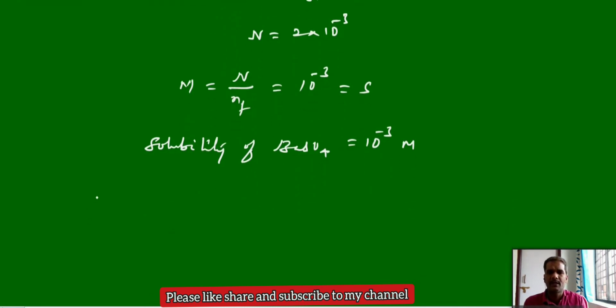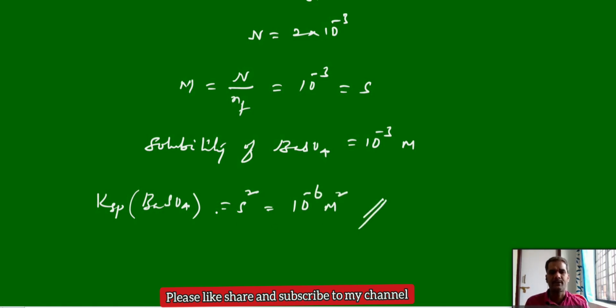The solubility product, Ksp. In the Ksp of barium sulfate, it has 2 ions only, so it is S square, S into S. So you will get 10 power minus 6 molar square. This is the solubility product for barium sulfate.